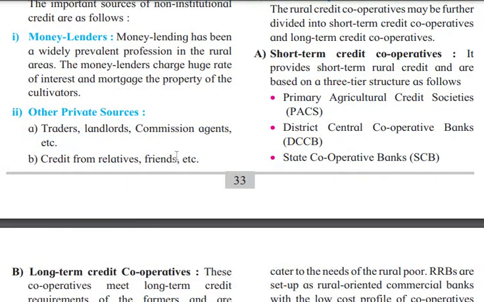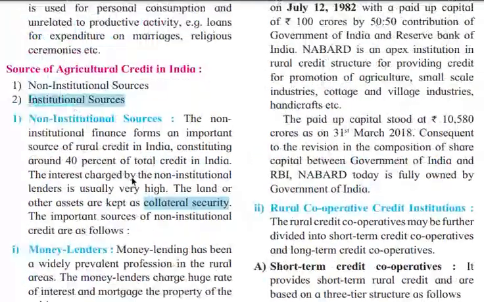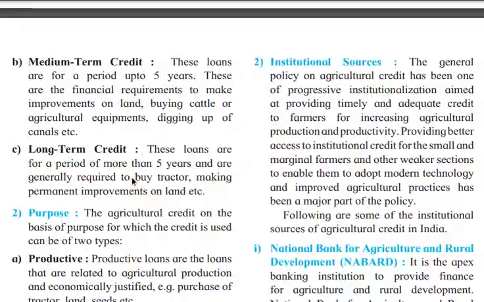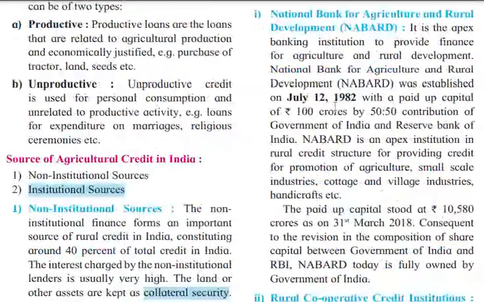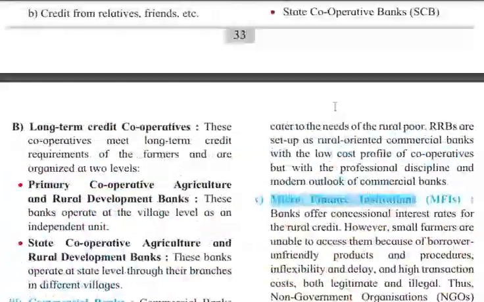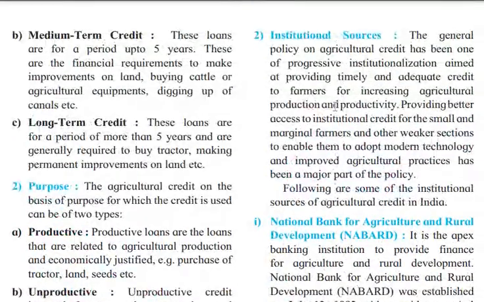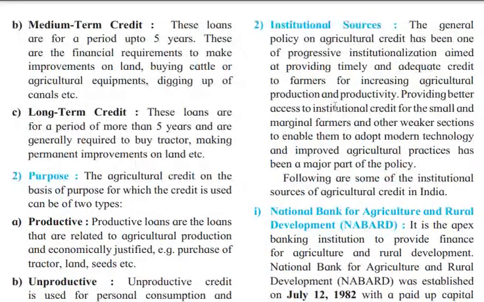And the other private sources, for example traders, landlords, commission agents, and loans given by relatives and friends. Clear? And now the institutional source. So non-institutional source, we have understood, is not recognized by the government.